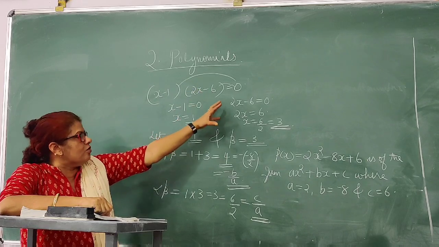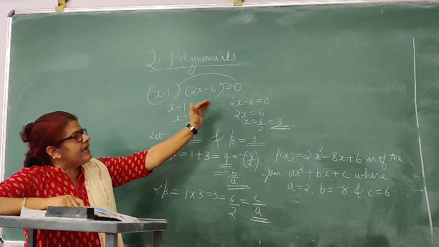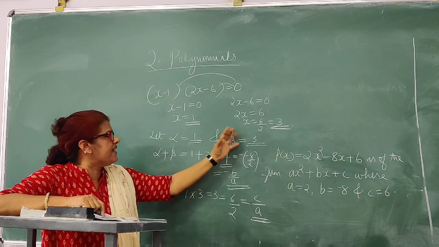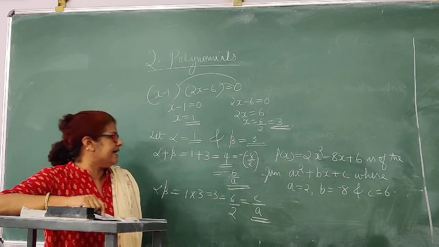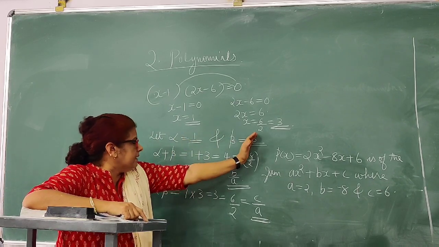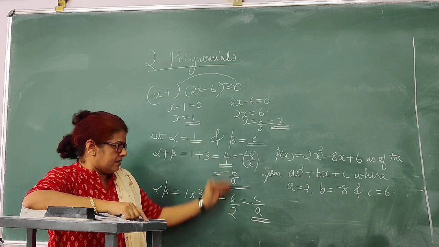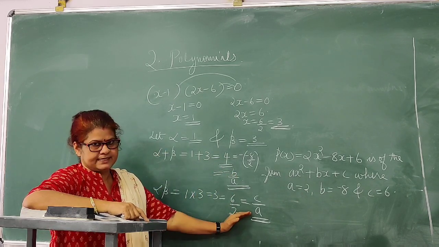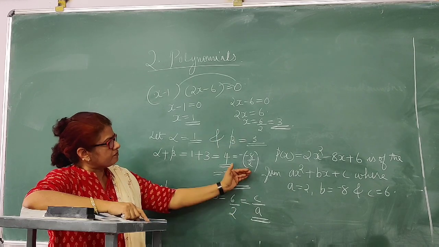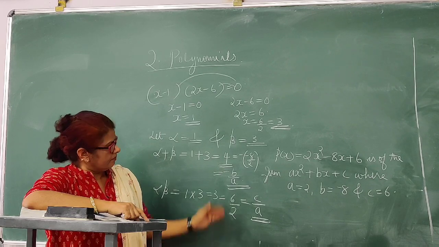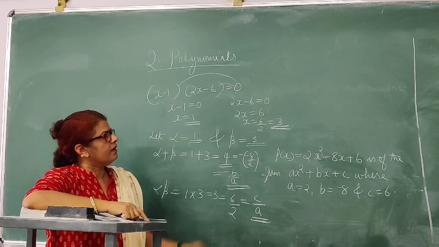We got the zeros of this quadratic polynomial by factorization method. By factorization method means we have used here the splitting the middle term method. And we got the two zeros, alpha and beta here, and we have verified the relationship between the zeros and the coefficients. And this will be the type of question asked for the exams.